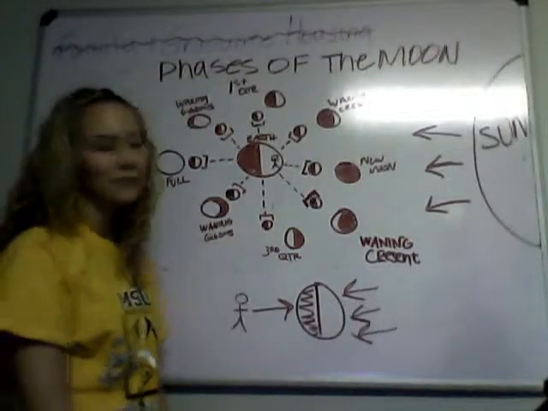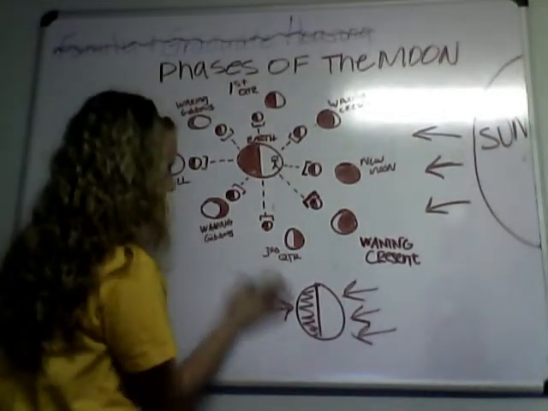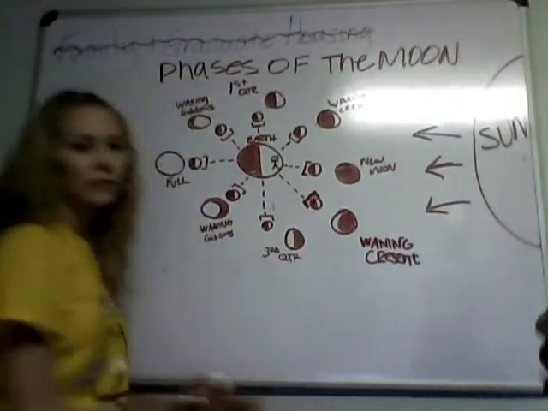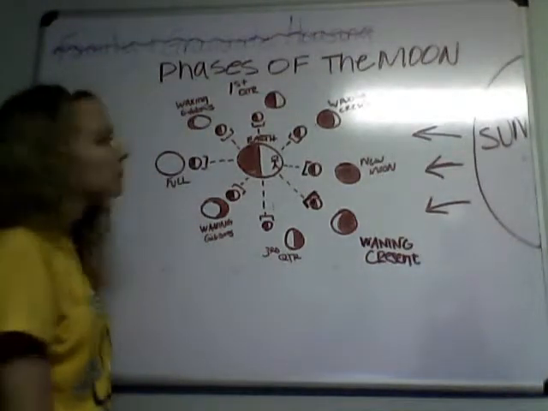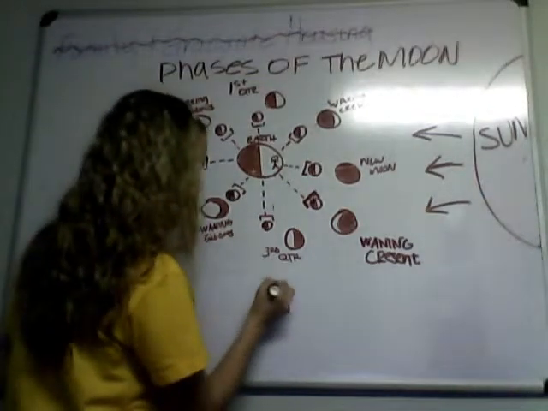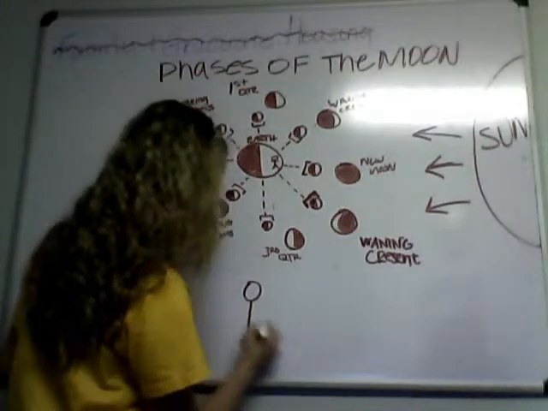And last we would have the waxing crescent, where we would start to see a little bit more light, going back to the first quarter. So basically the phases will be completing themselves, and we're starting back over.